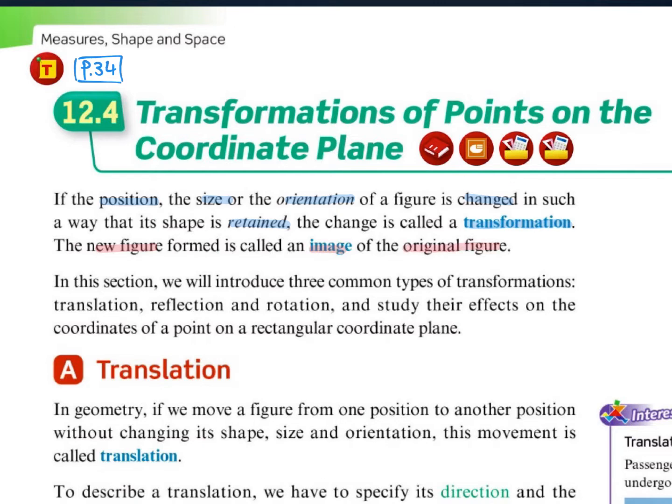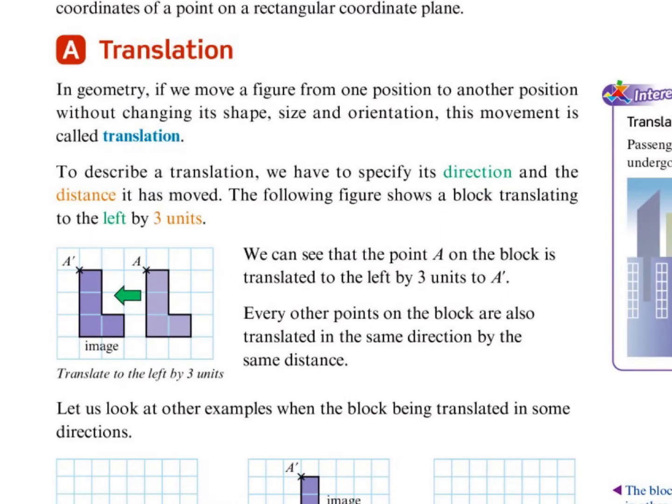In this section, we're going to talk about three different transformations. They are the translation, the reflection, and the rotation. For translation, first of all, no change in the shape, no change in the size, and no change in the orientation. First of all, you can see the figure translates to the left, and we call the figure at the new position the image of the original figure.